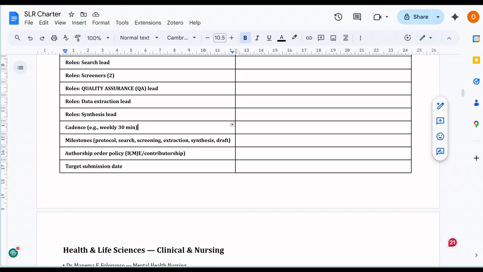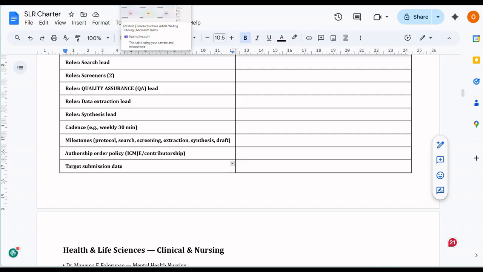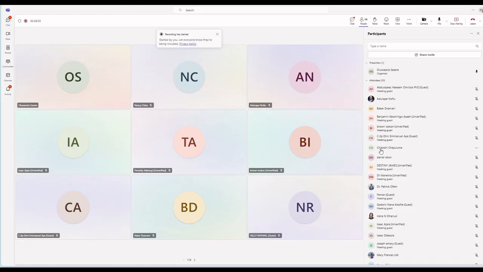The next thing is authorship. How are we going to order our authorship? Whose name comes first and whose name follows? Then what is the date of submission that you are targeting? So this is how we expect us to go about this. Ladies and gentlemen, this is how far we are able to go. If you have questions, this is a beautiful place to ask questions. Thank you so much.